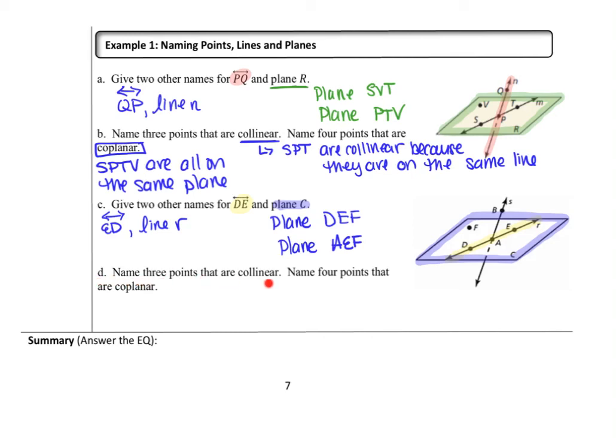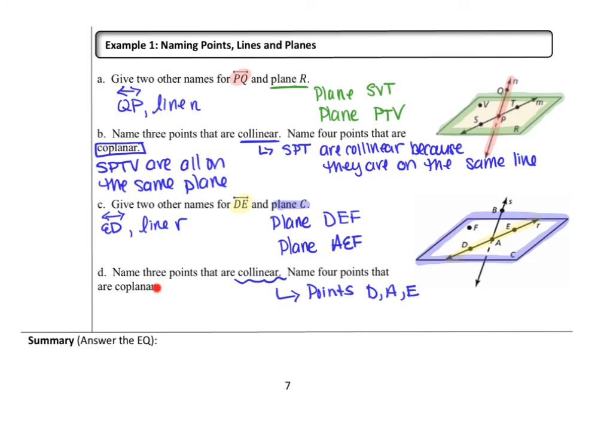Now we're going to name 3 points that are collinear and then 4 points that are coplanar. Which 3 points are collinear? Points D, A, E are collinear because they lie on this same line right here. If I chose B, A, D, that wouldn't work because B and A are on the same line, but D is on a different line. And you can't really draw a line through any other 3 points besides these 3.